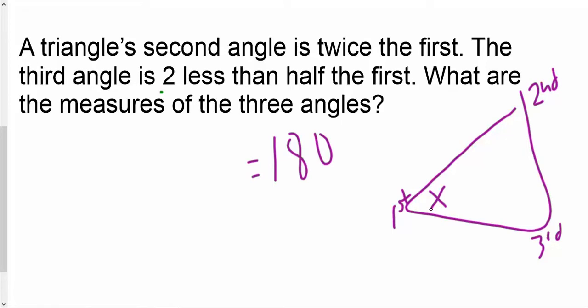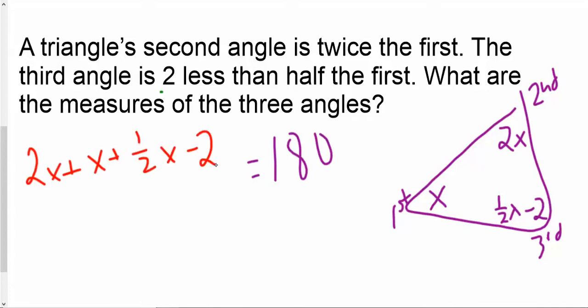The second angle is twice the first. Okay, well, that means that this one has to be 2x. If the first angle is x, the second one has to be 2x. The third angle is 2 less than, so we're going to subtract 2, half the first. So we're going to have to do 1/2 x. From here, we're going to take the sum of all of these and figure out the measure. So 2x plus x plus 1/2 x minus 2.